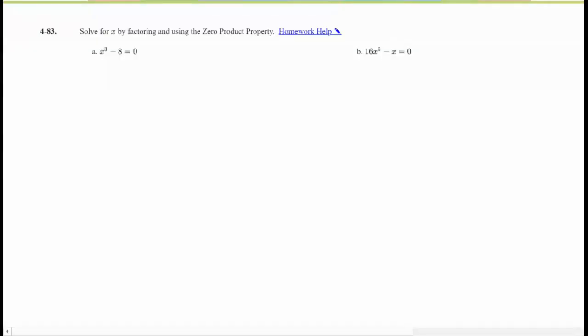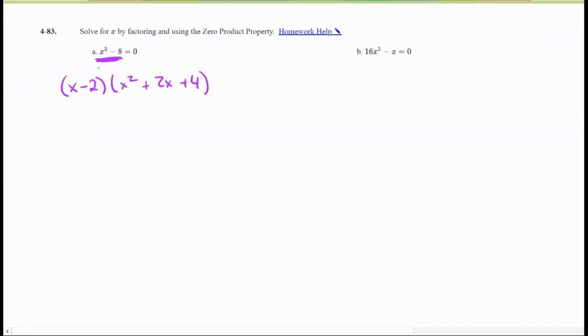Here we're asked to solve for x by factoring and using the zero product property. So in this one here, this is a difference of cubes. Difference of cubes means that I am going to have this equation that breaks this up or factors this into something that looks a little bit different here. So ends up being 2x plus 4.